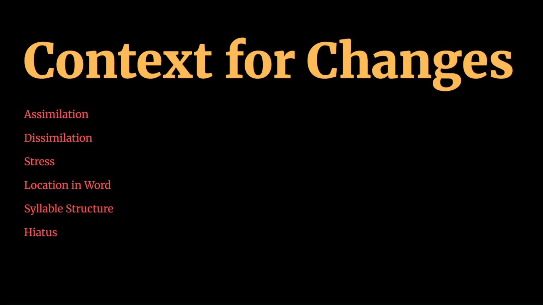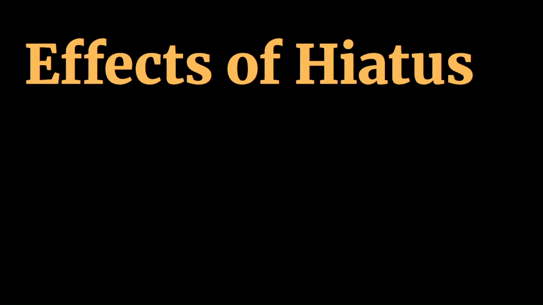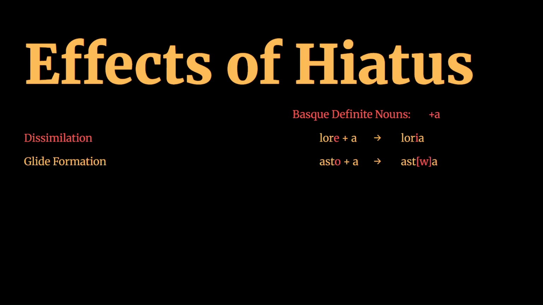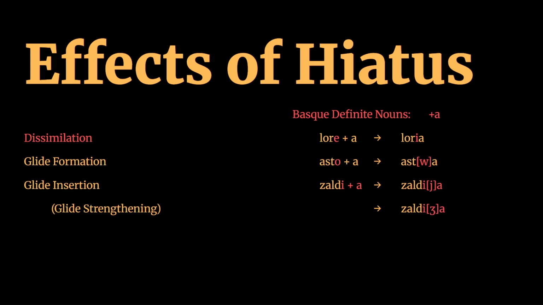The various dialects of Basque particularly exemplify this change. With definite nouns, they have an A added to the end. When this happens, vowels often end up in hiatus, and different dialects of Basque deal with this in different ways. Sometimes dissimilation happens to make the two vowels next to each other more distinct. Other times you might have glide formation, where one of the vowels turns into a glide. Or glide insertion, a kind of epenthesis between the two vowels. This can be followed by a kind of glide strengthening, that fortition that we've talked about previously. You can also just have coalescence, where the two vowels merge into one.